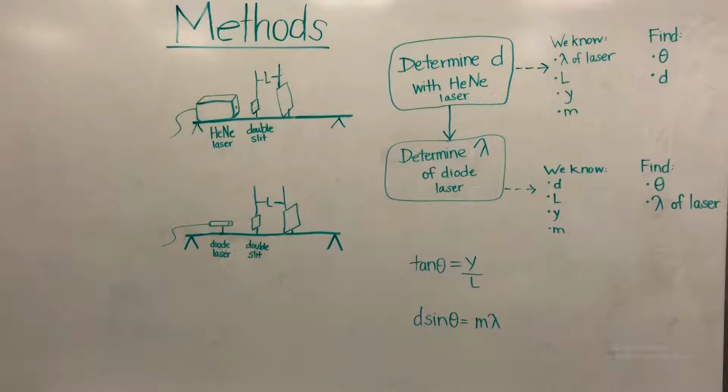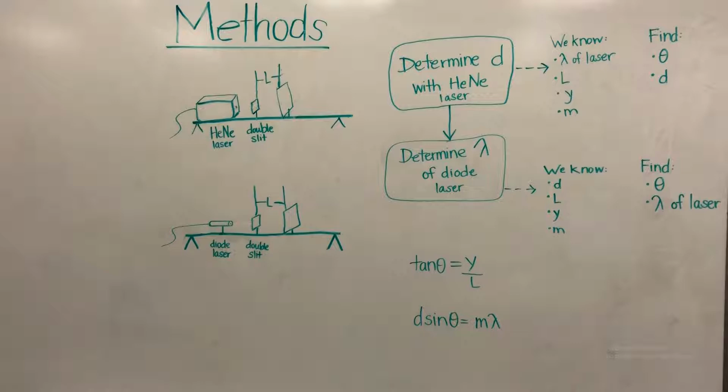In this section of the lab, we're exploring the diffraction pattern through a double slit to find D, which is the spacing between the two slits. We can measure L and Y, and we know M and the wavelength of the helium-neon laser. That way we can use the relationships of tan theta equals Y over L and D sine theta equals M lambda to find the angle and then to find D.